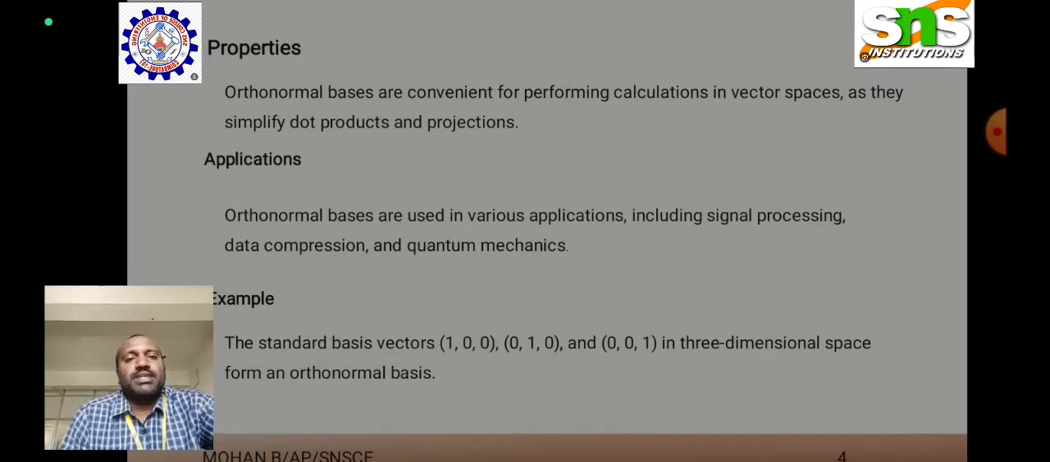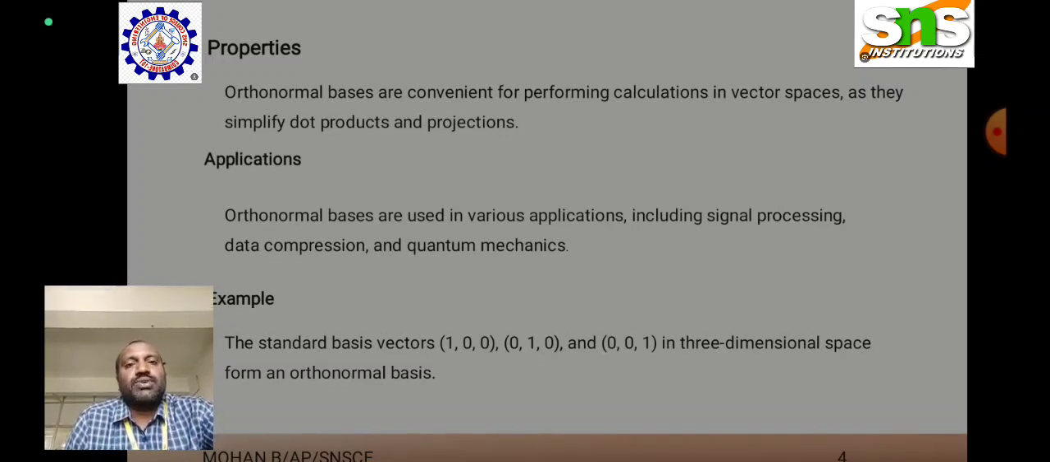Then the applications. In orthogonal matrices there are a lot of applications. Orthogonal bases are used in various applications including signal processing and data compression. In this world we are moving towards AI, so in the AI process, signal processing, data compression and quantum mechanics are very important. So that is the application, and we use it in many other applications as well.